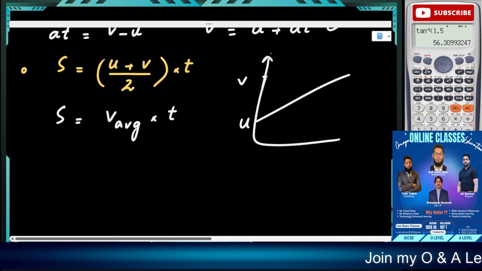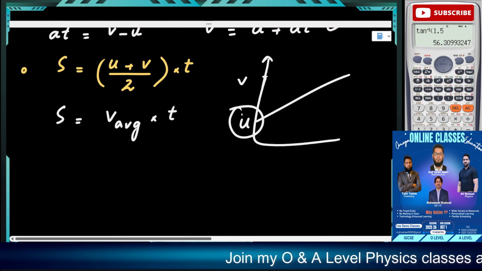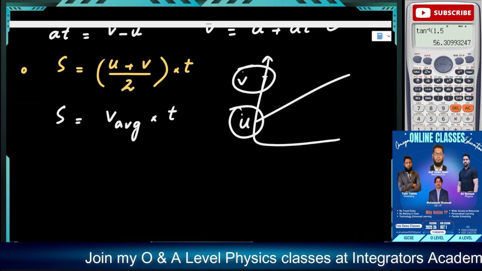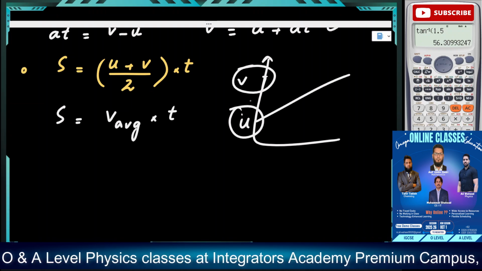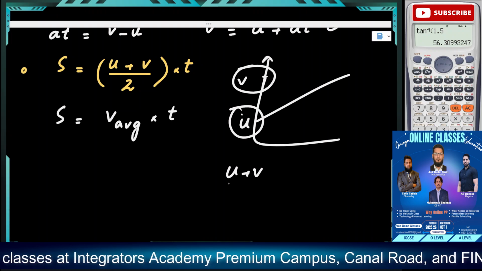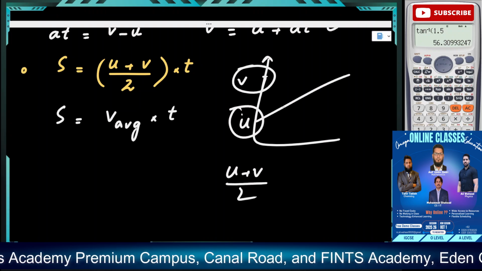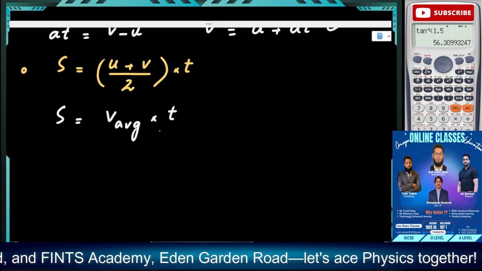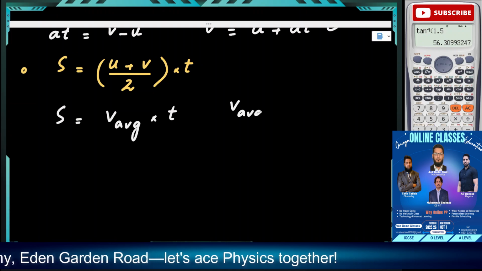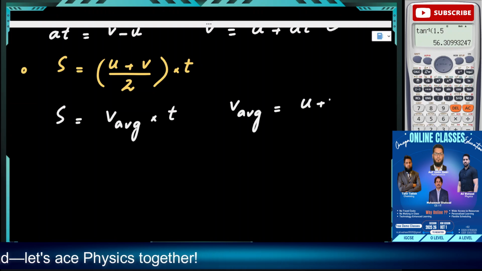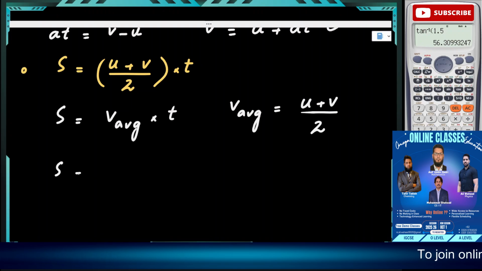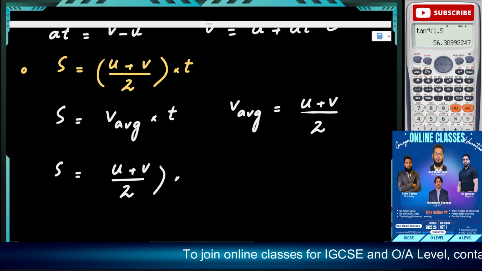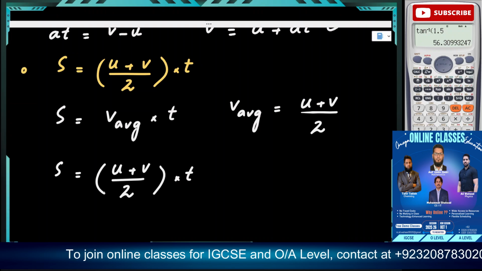Then we can say the average velocity, because the initial is u, final is v. What is the average of these two? Well, we find the average by adding the two quantities and dividing by 2. So what we can say is v average equals the two velocities added, divided by 2. So if I plug this in the expression, I'll get to this. There you go.